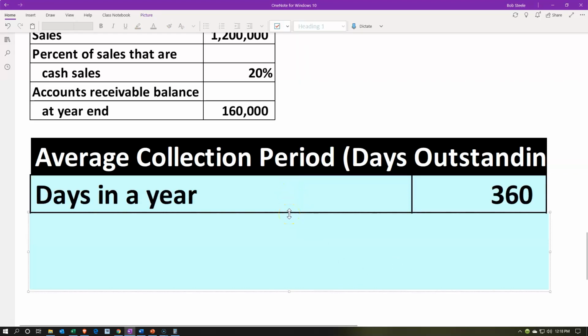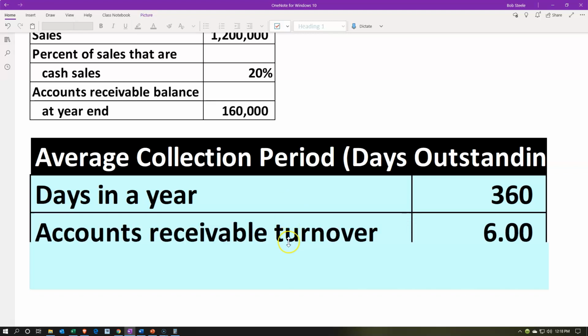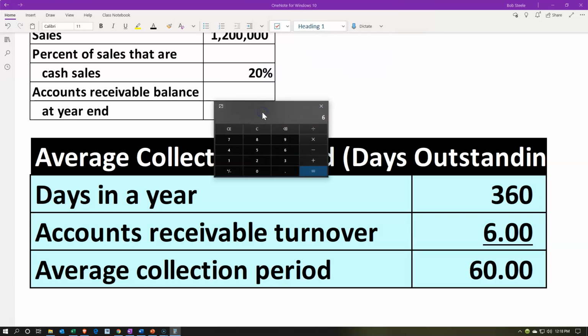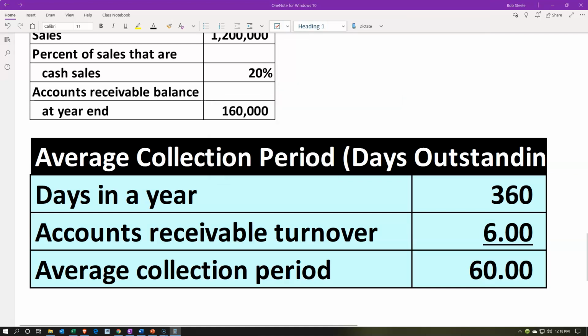So we got the days in the year, once again rounding it. So we got the 12 times 30 for 360. You might see 365, depending on the context of the calculation you are using. Then we got the accounts receivable turnover being the 6. So if we take the number of days in the year, the 360 over 6, we're going to get the 60. That's going to be our average collection period. Once again, second format, second way we can calculate it.